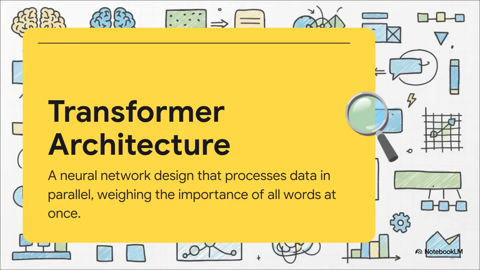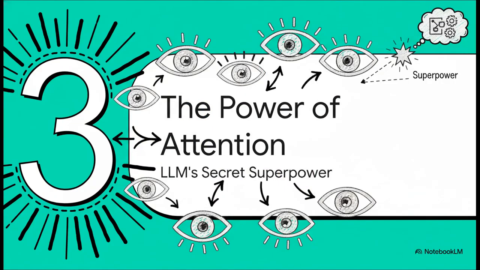So the most crucial thing to get here is that the transformer architecture is built for context. Because it's processing everything at the same time, it can instantly figure out which words are the most important for understanding the real meaning of the sentence. And that ability to weigh the importance of words, well, that's the key. And that ability leads us to the real secret sauce, the one component that makes this all possible. It's a mechanism so clever that people started calling it the LLM's secret superpower.